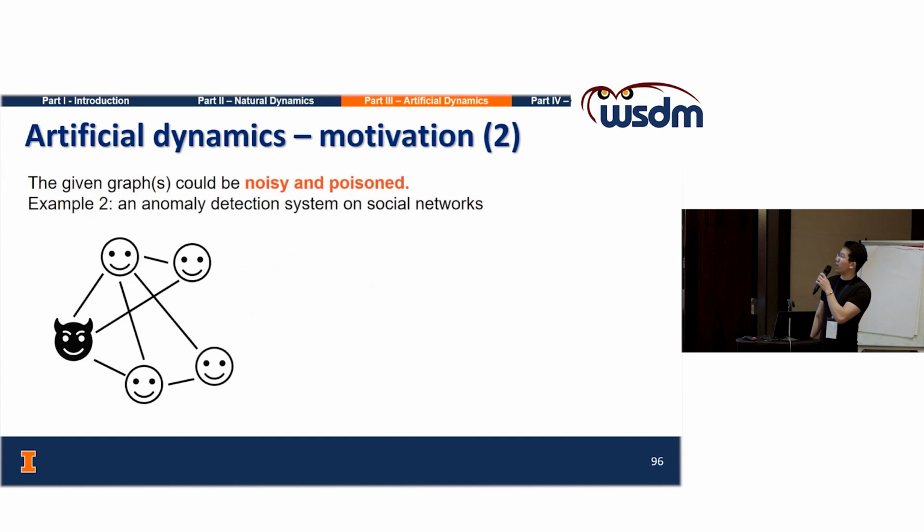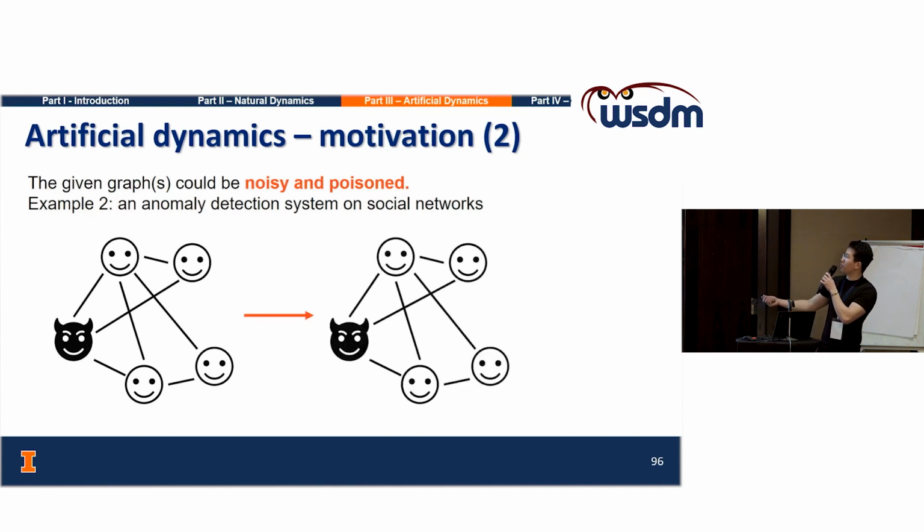And the second example is that a given graph could be noisy and be poisoned. The example here is still on the social networks, but the function we try to achieve is an anomaly detection system. When we use the social network, we are usually followed by some malicious or fake accounts, right? They try to camouflage themselves by following some good accounts to look like a normal account, right? And that will challenge our anomaly detection systems, because we don't want to have fake followers in social networks like Instagram, right?